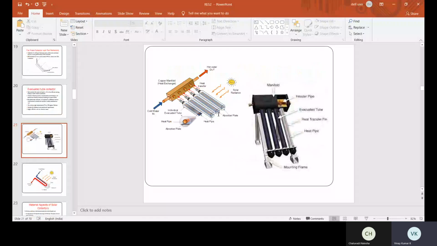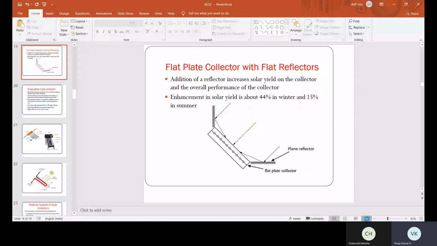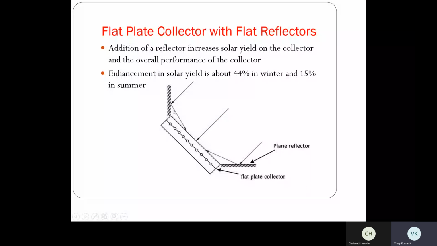Here, these are the flat plate collectors with flat reflectors. See here, these are the flat reflectors. An additional reflector increases the solar yield on the collector and the overall performance of the collector.